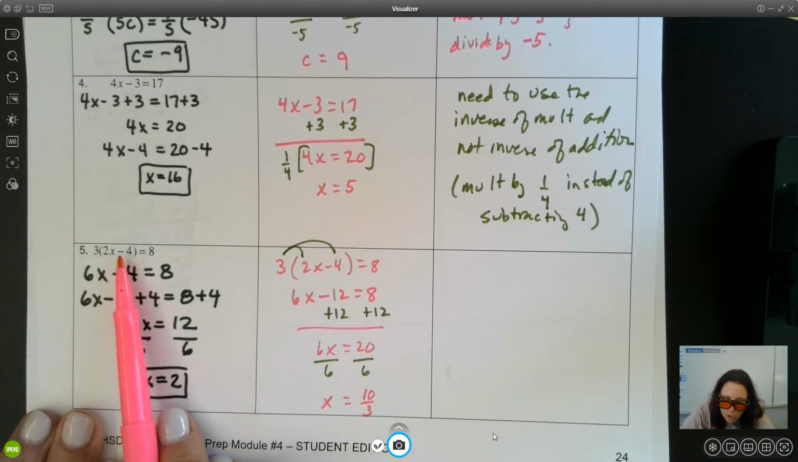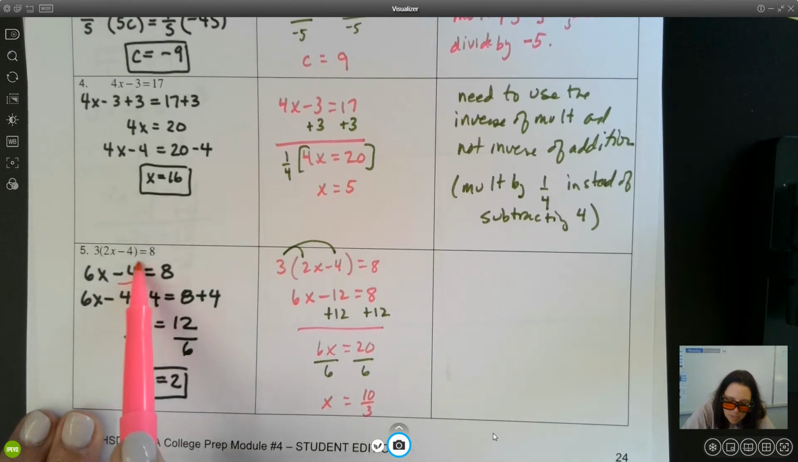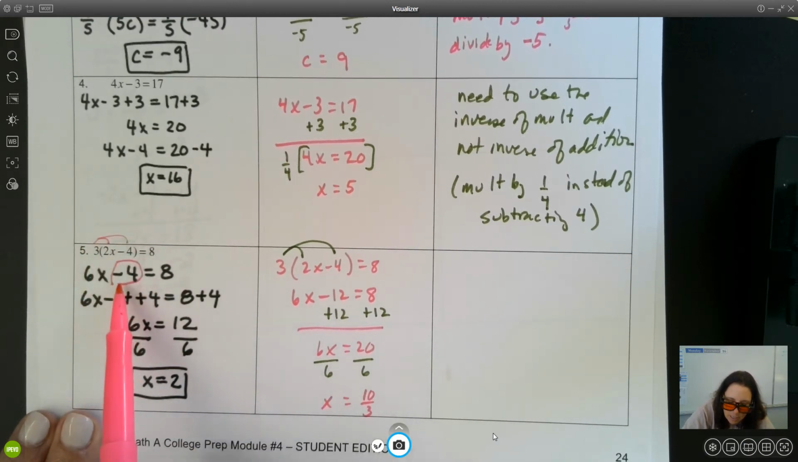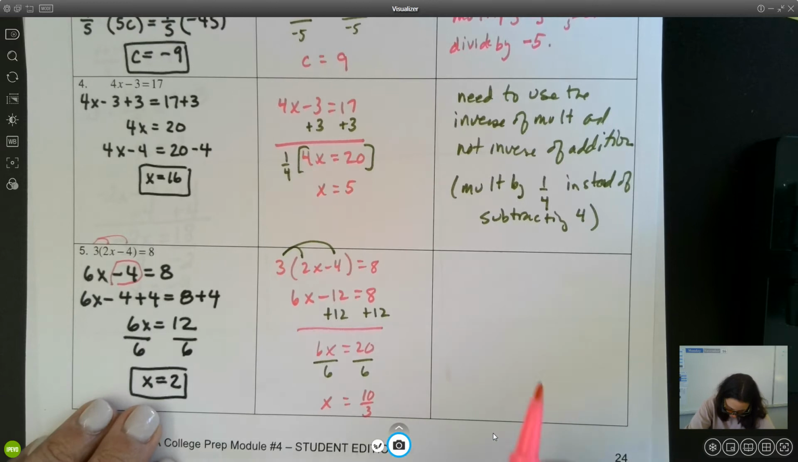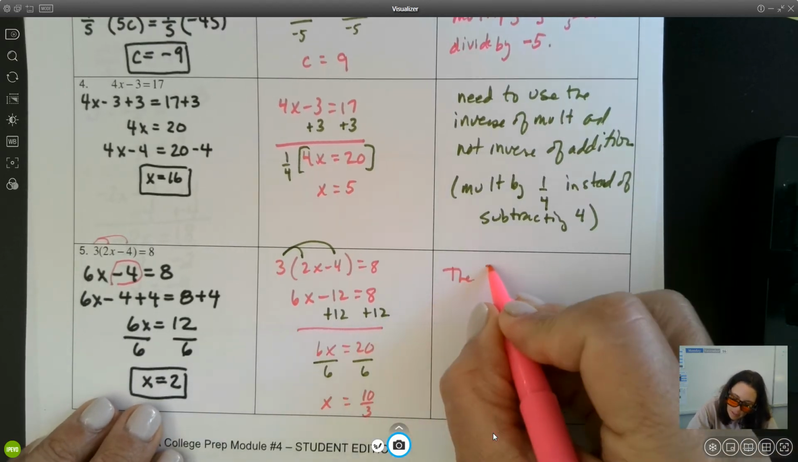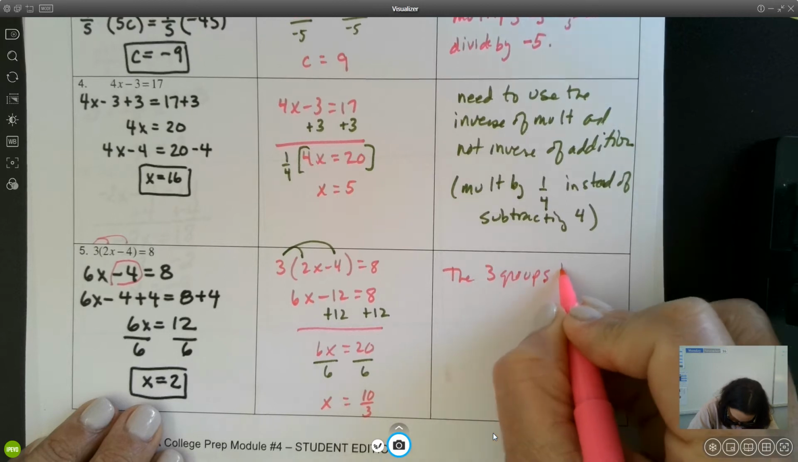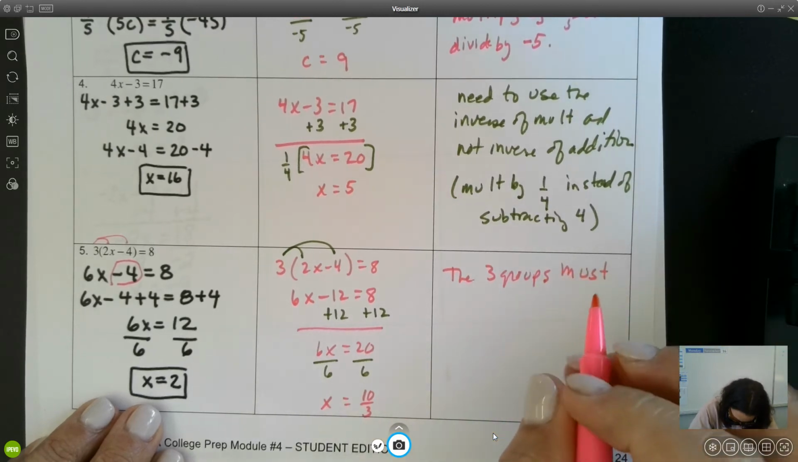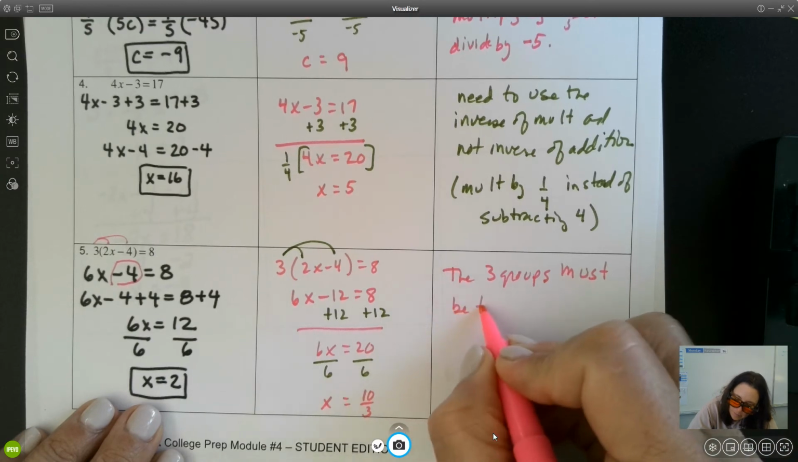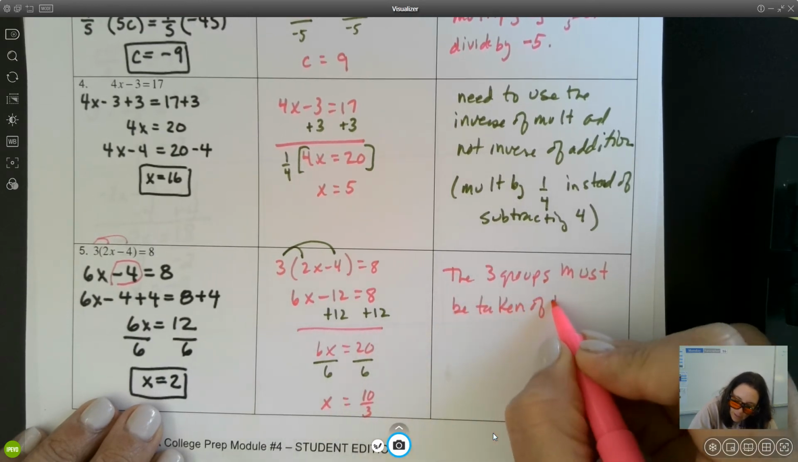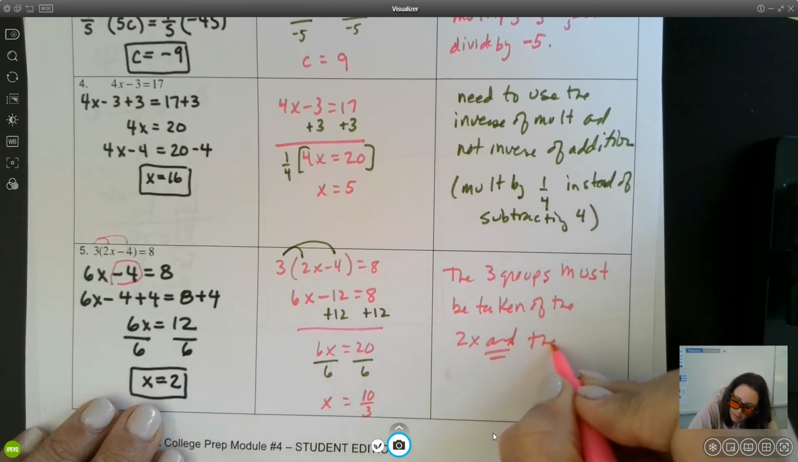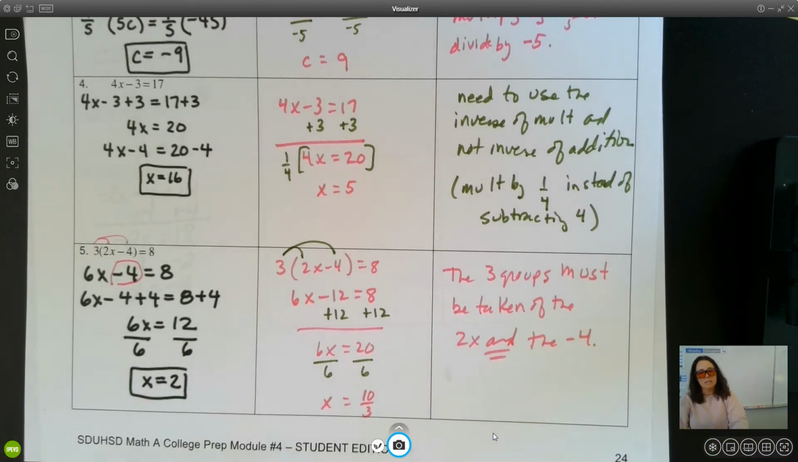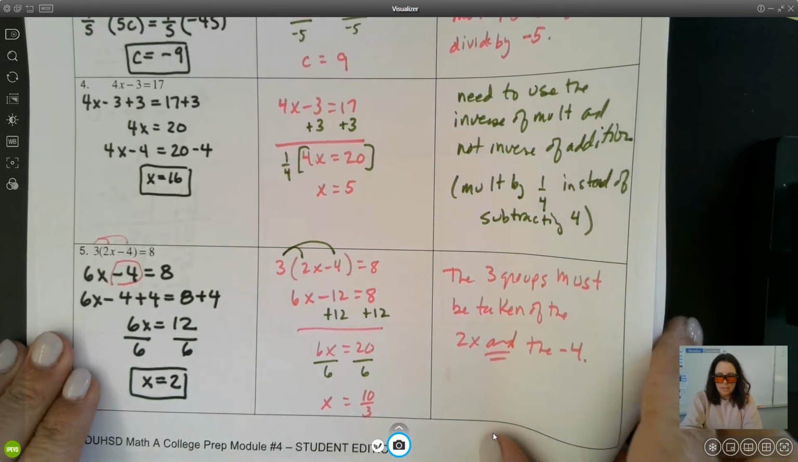That 3 did not distribute into this -4. Here's the mistake right here. That 3 needed to be a -12. So the three groups must be taken of the 2x and the -4. It was not taken on that -4.